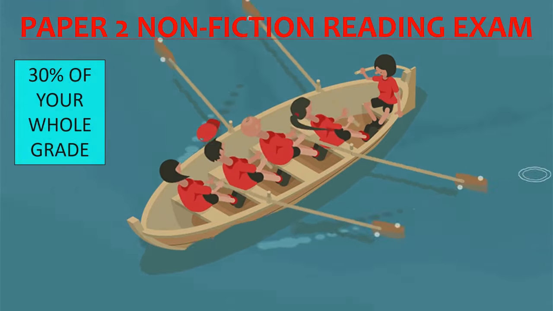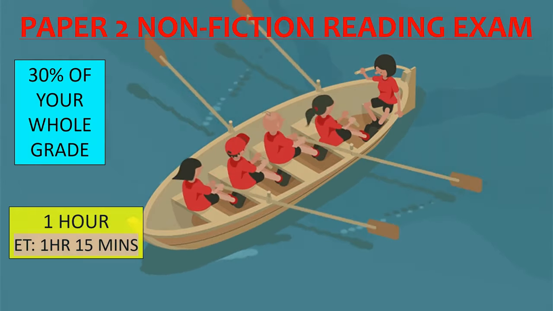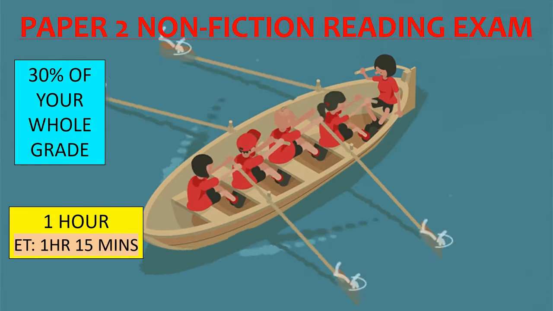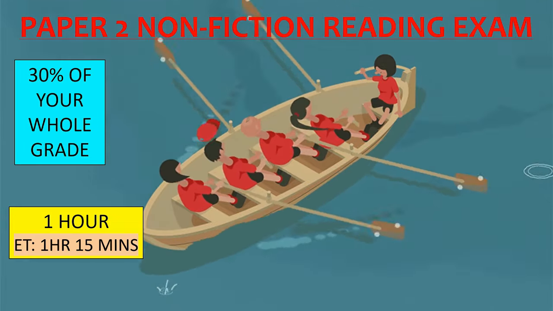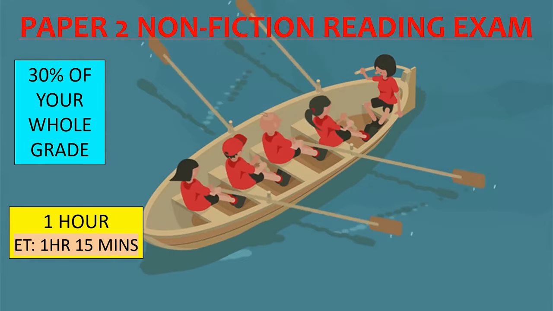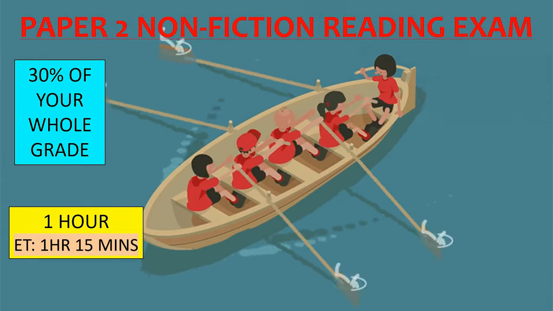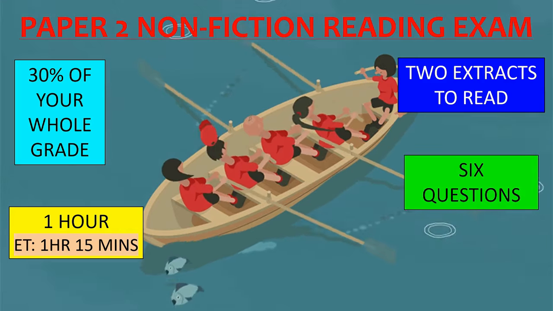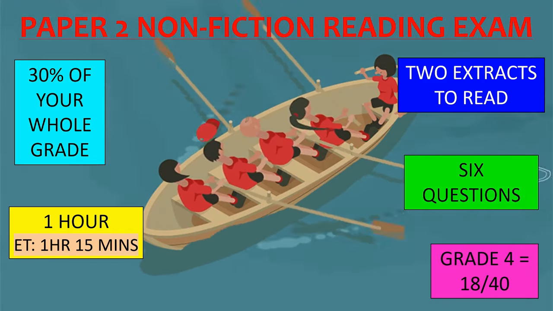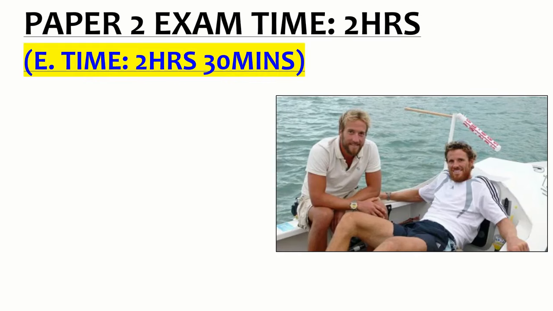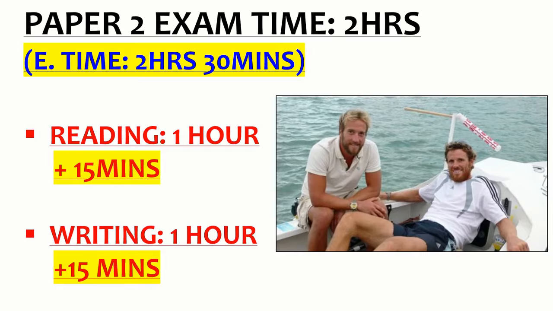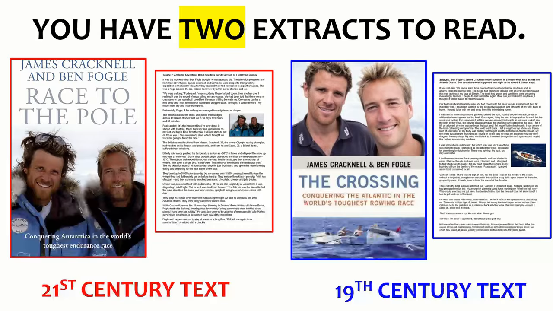So this non-fiction reading exam is 30% of the whole grade. It's 1 hour, or 1 hour 15 minutes if you have extra time. This will be Section A of Paper 2. Section B will be transactional writing. You get 2 extracts to read, 6 questions, and around 18 to 21 out of 40, depending on the paper. So remember, you've got an hour of writing to do after you do Section A.